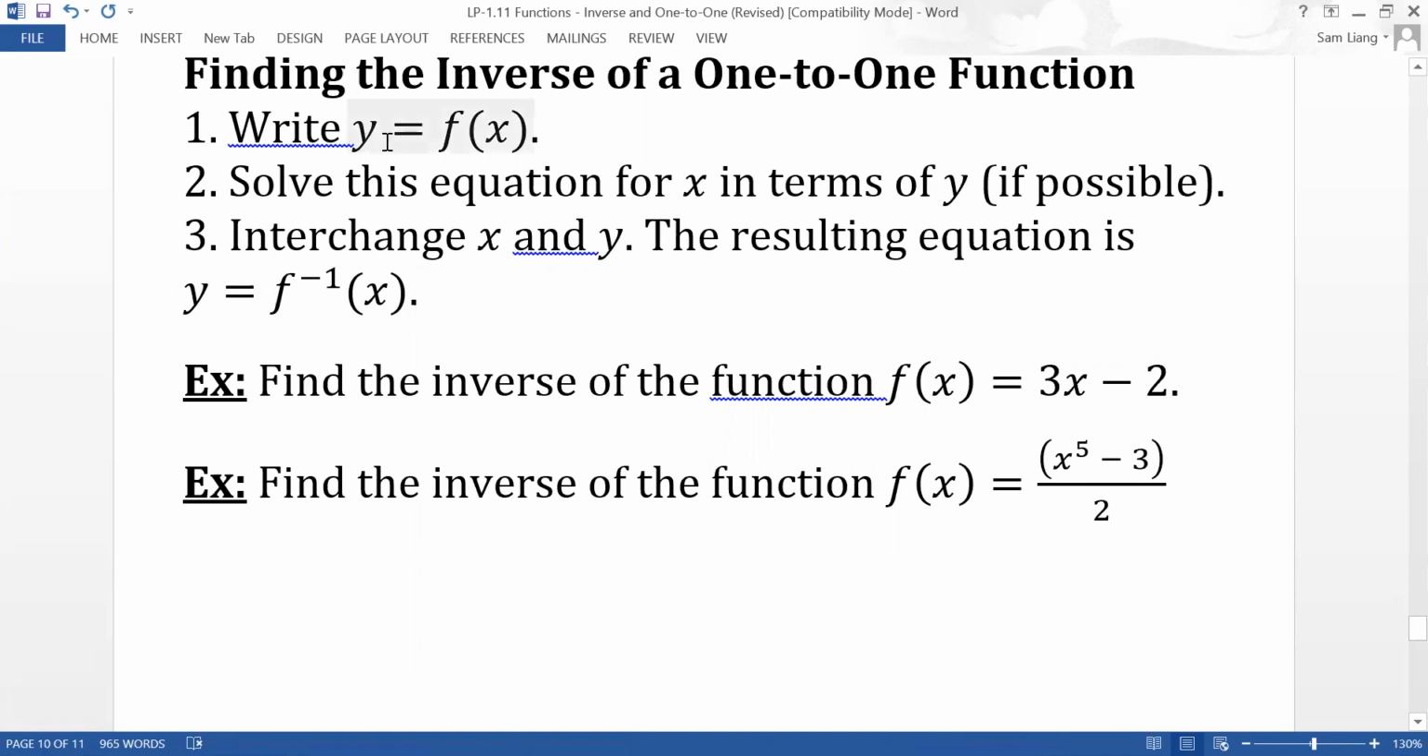First, you're going to write y equals f of x. So just change f of x to y, and then solve this equation for x in terms of y if possible. And then interchange x and y. The resulting equation is y equals f inverse of x. That's going to be your inverse function. You might remember this from Algebra 2. Actually, you can interchange x and y first and then solve. Doesn't matter. You're going to end up with the same answer.